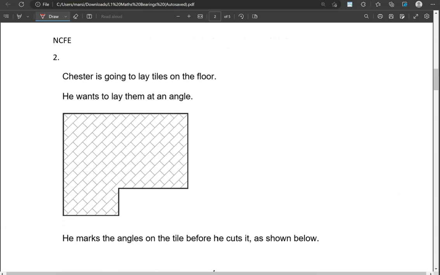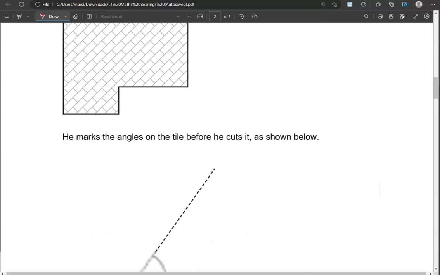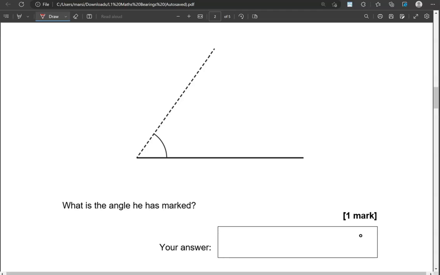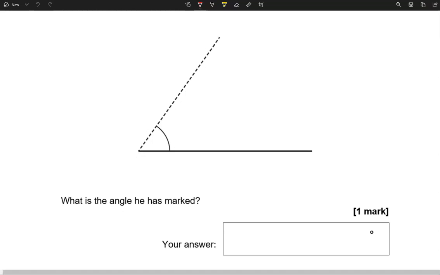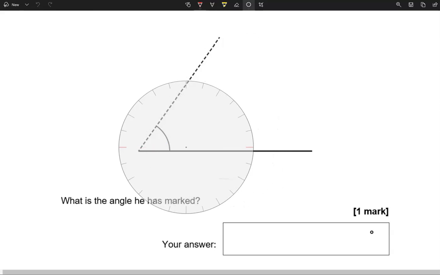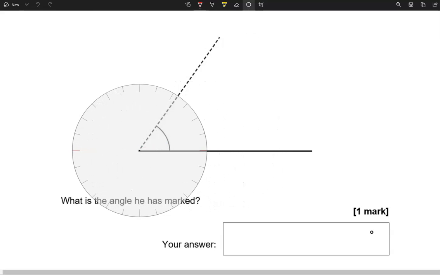Chess is going to lay tiles on the floor. He wants to lay them at an angle. He marks the angles on the tile before he cuts it, as shown below. What is the angle he has marked? So we'll measure the angle using a protractor. This is 55 degrees.